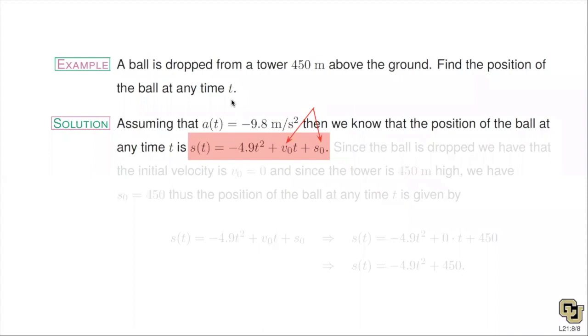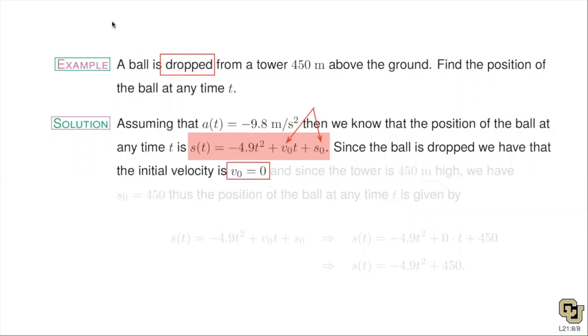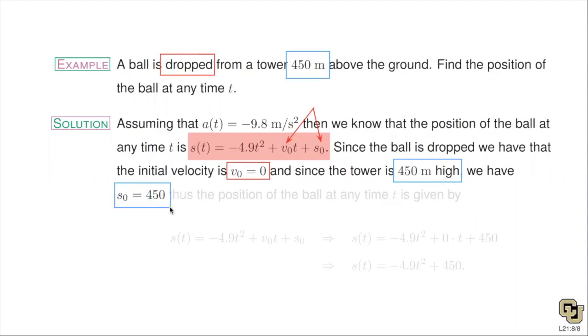Since the ball was dropped, the initial velocity is 0. And since the tower is 450 meters high, the position of the ball at time t equal to 0 is 450 meters. So my initial position is 450. Now I'm in business. I just have to substitute the initial velocity and the initial position, and then we have our function.